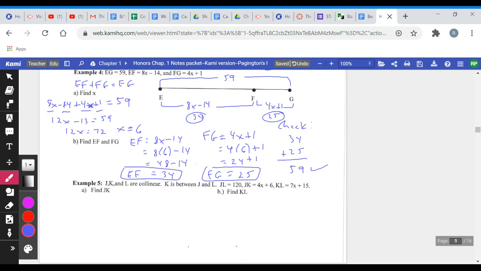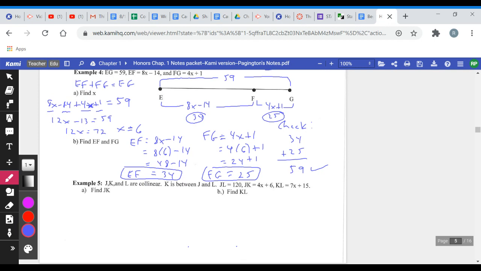Okay, on example 5, they did not give us a picture this time. It's still a very similar problem, but they didn't give us a picture. The other thing, if you notice, that is a little different, is that they didn't ask you to find x. But I want you to think right now, if they're telling me J, K, and L are collinear, and they're telling me K is between J and L, and then they're giving me these expressions, do I have to find x before I can find JK and KL?